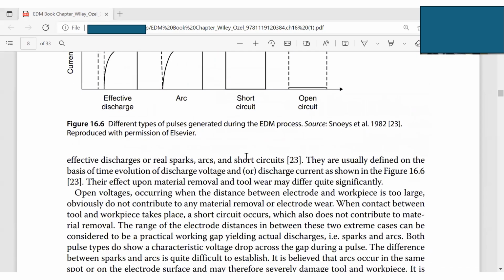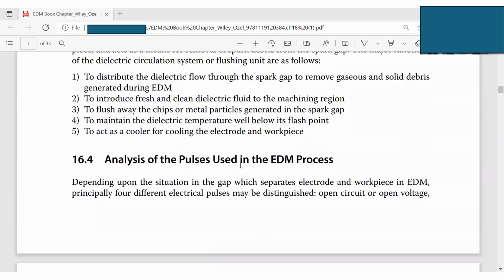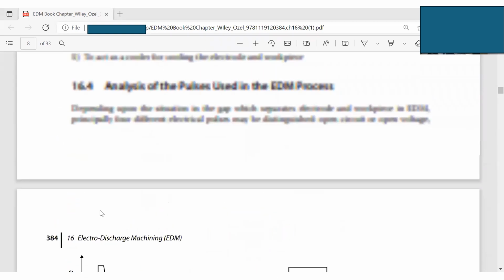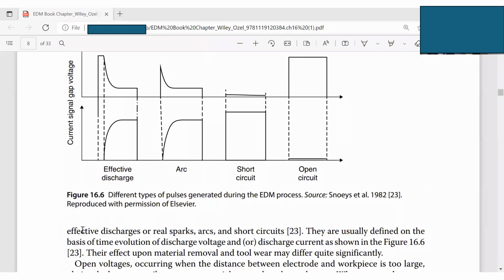So here, we talk about the analysis of pulses. The EDM has a lot of pulses. Pulses are used in the EDM process. But depending on the situation in the gap, which separates the electrode and workpiece in the EDM, principally 4 different electrical pulses may be distinguished. Okay, so these are the pulses: open circuit or open voltage, effective discharge or real spark, arcs, and short circuit.